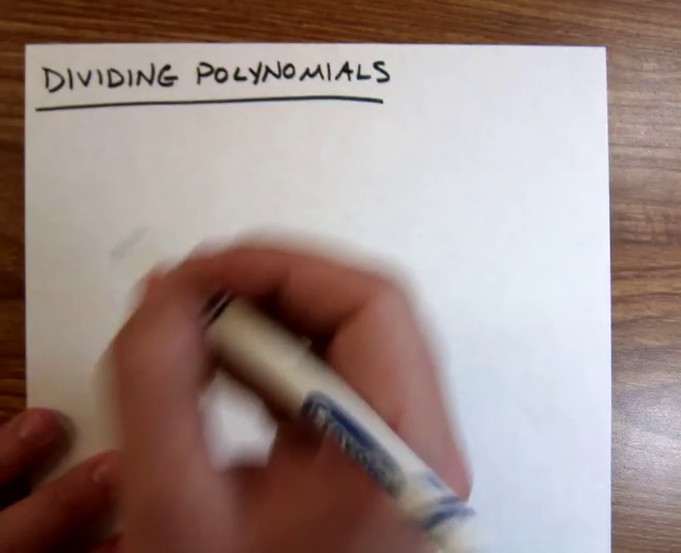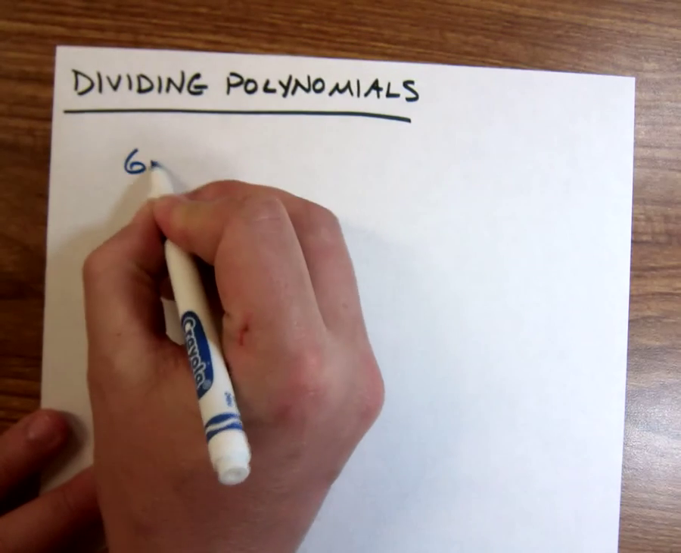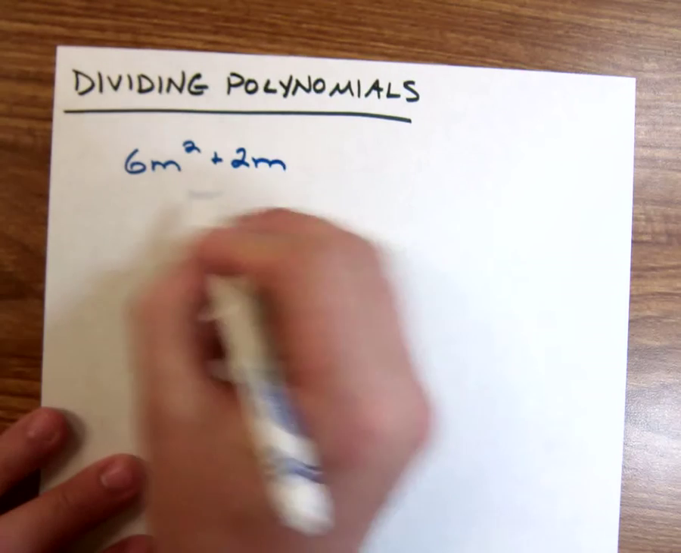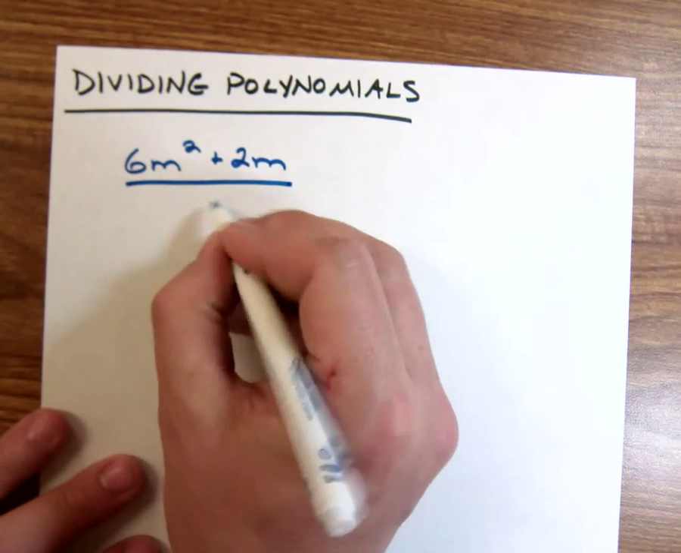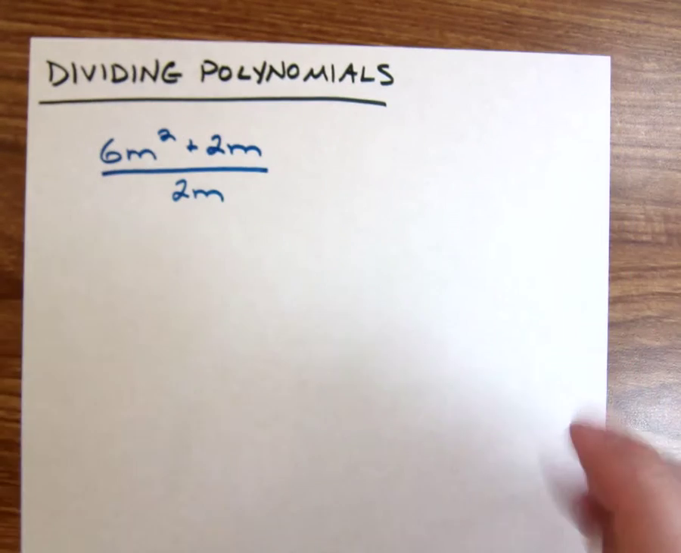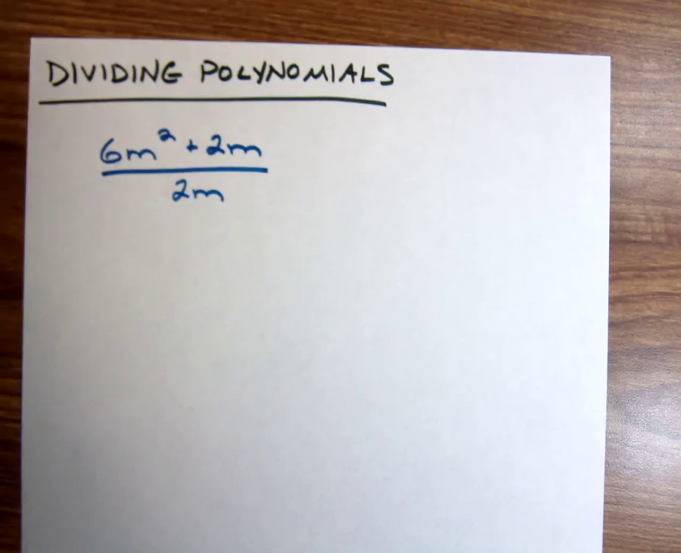Okay, so let's start off with this. We're going to do a binomial, and we're going to divide by a monomial. I'm writing it as a fraction because fraction means divide. Dividing by a monomial is really, really simple. The way that you divide by a monomial is you take whatever your numerator was and split it apart and put each one of the parts over your denominator. So what does that look like?